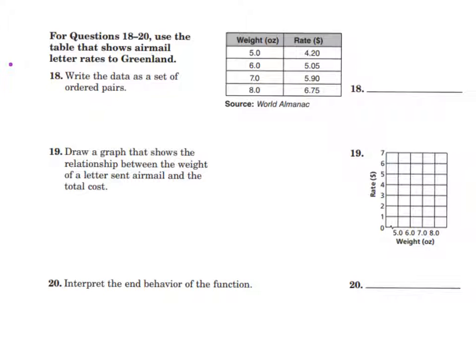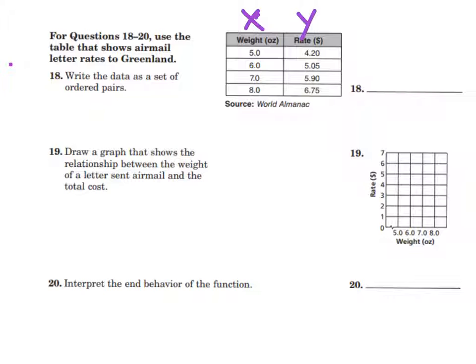Write the data set. Oh, sorry, 18. Write the data as a set of ordered pairs. This is airmail letter rates to Greenland. It should make sense since this one would be X and this would be Y. That the rate goes up because the weight gets higher.